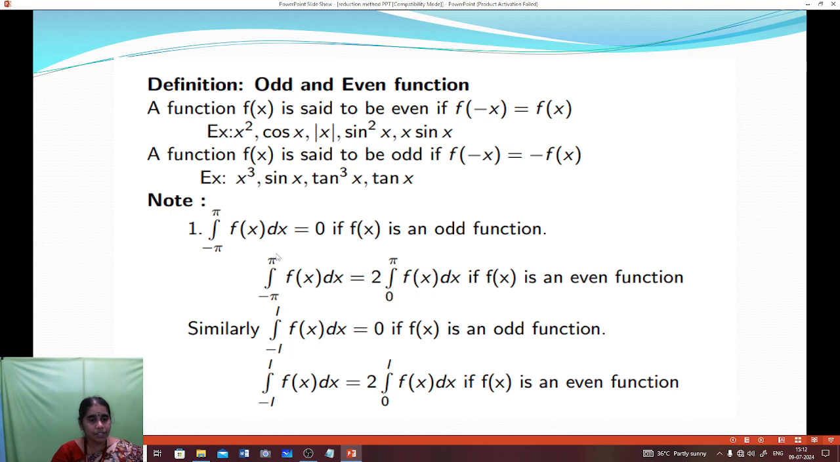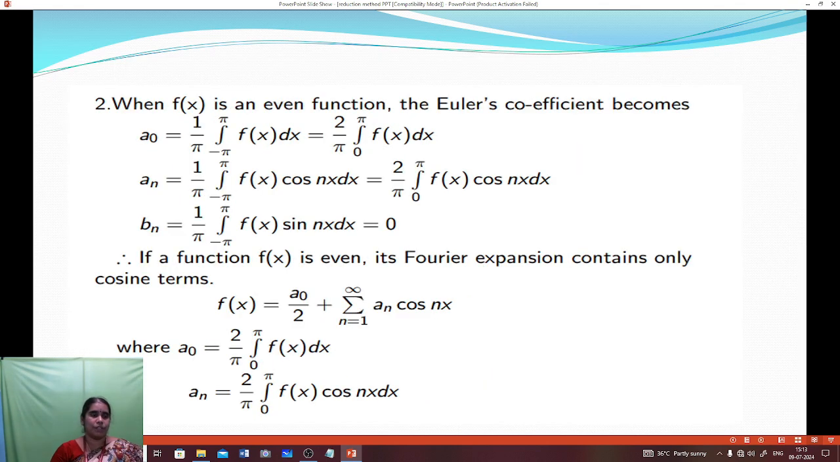For an even function, the given interval is split into 2 times the positive range. Minus pi to plus pi is split into 2 times 0 to pi. Similarly, for L, the same cases apply as for pi. Minus L to plus L takes 0 if it is an odd function. Same thing, if it is an even function, then it takes the value of 2 times the positive region.